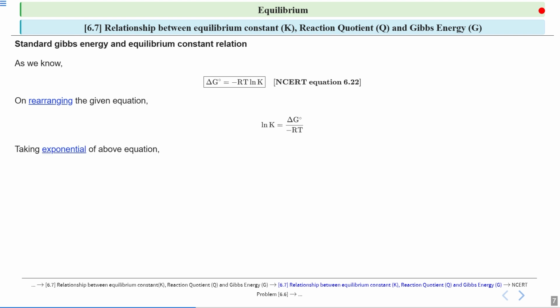Now to remove this ln, we simply take the antilog or the exponential. On taking the exponential, ln K will be converted to K, and this whole thing, delta G naught by minus RT, will go to the power of e. Now these are the two equations that are used frequently: equation number 6.22 to calculate the Gibbs free energy change, and equation number 6.23 to calculate the equilibrium constant if you know the Gibbs free energy change. Is this part clear to you? It is very, very important to understand how I derived this equation.